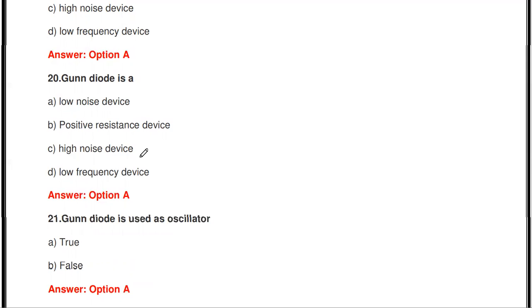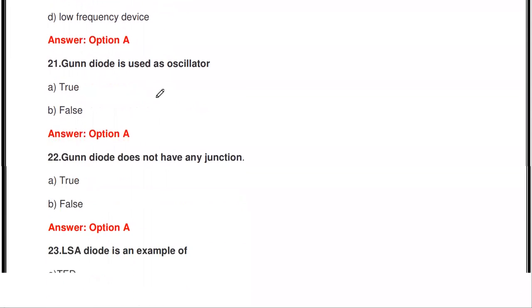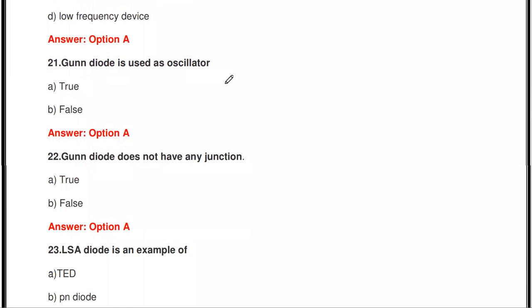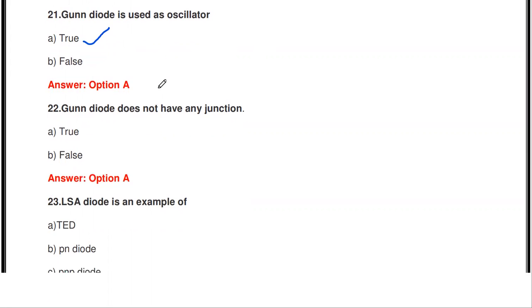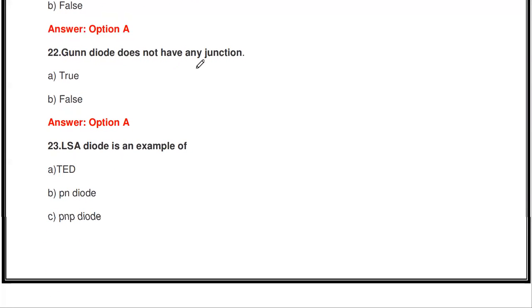Either it's a low noise device or a high noise device: it's a low noise device, since the noise produced in the Gunn diode is very low. And the Gunn diode is used as an oscillator. Yes, we can use the Gunn diode to generate microwave frequencies, so it is used as an oscillator. That's a correct answer. And the Gunn diode does not have any junction. True or false? True. The Gunn diode does not have any junction.